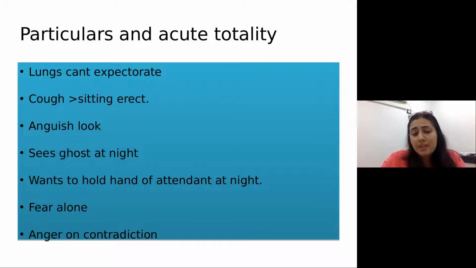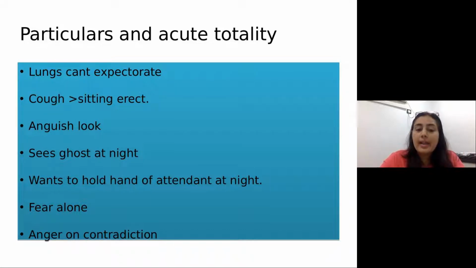Next was a very interesting symptom which I got. This patient always wanted to hold the hand of an attendant, right? He just wanted a nurse or a ward boy. So I asked if there is no nurse or ward boy, will he hold your hand, the wife's hand? She said he will never want to hold my hand. He wants to hold the hand only of the attendant who is attending him in the ICU. So this was a very important symptom: he wants to hold the hand of the attendant, which is a nurse or a ward boy.